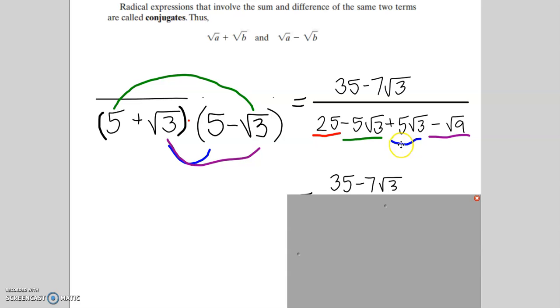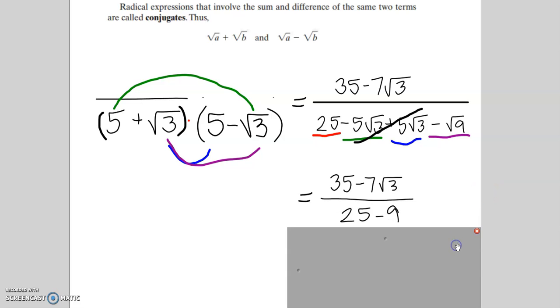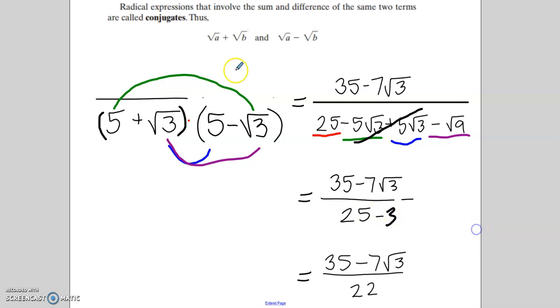Negative 5 plus 5, what's that going to be? 0, right? These terms cancel out. It's like negative 5 plus 5, that's 0. And then what about this guy? Square root of 9. What's the square root of 9? Ooh, the square root of 9 is not 9. The square root of 9 is 3, right? So then we can just simplify the denominator, and say 35 minus 7 square root 3 over 25 minus 3 is 22, and there's our final answer.